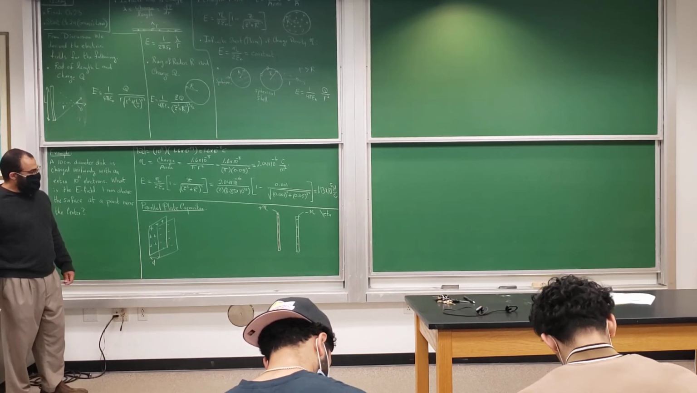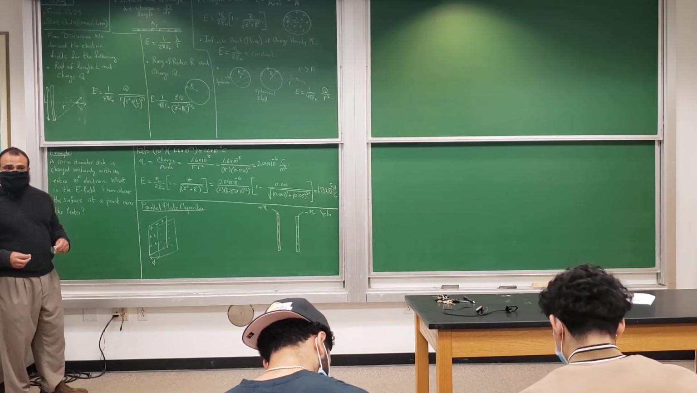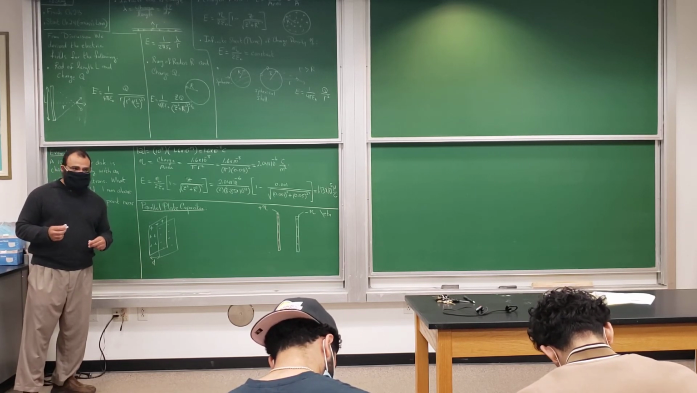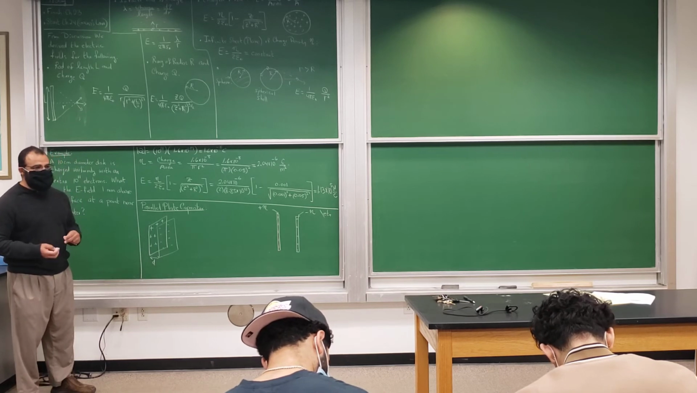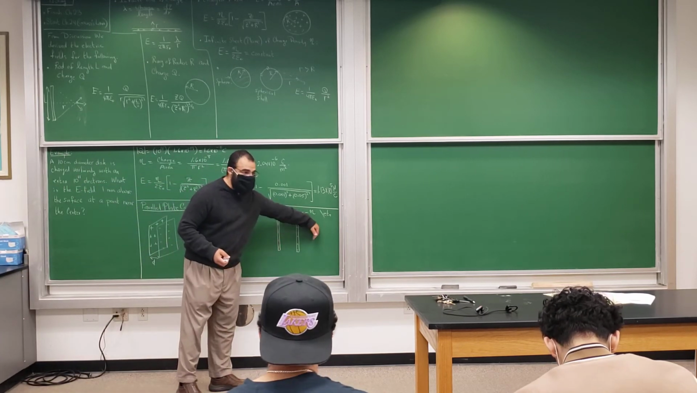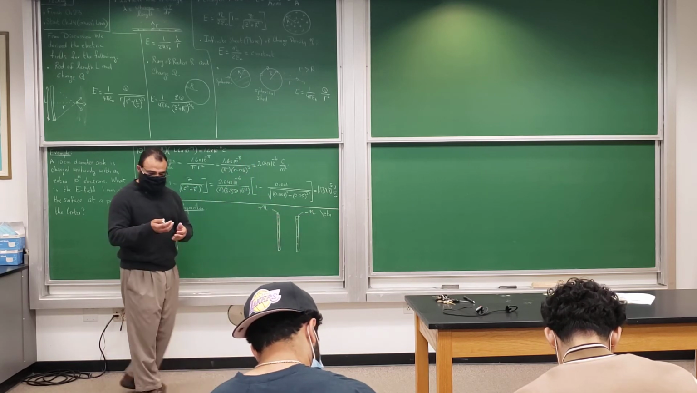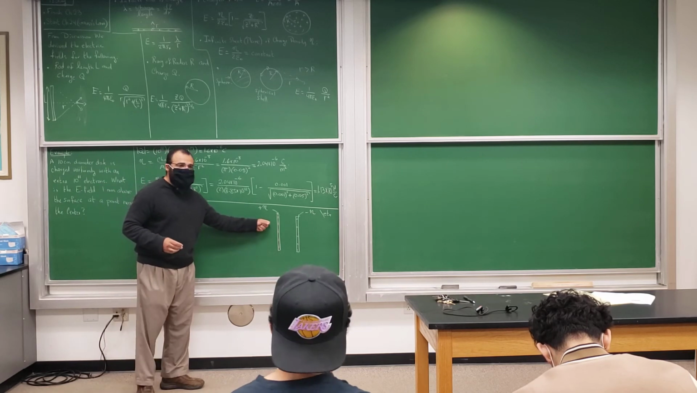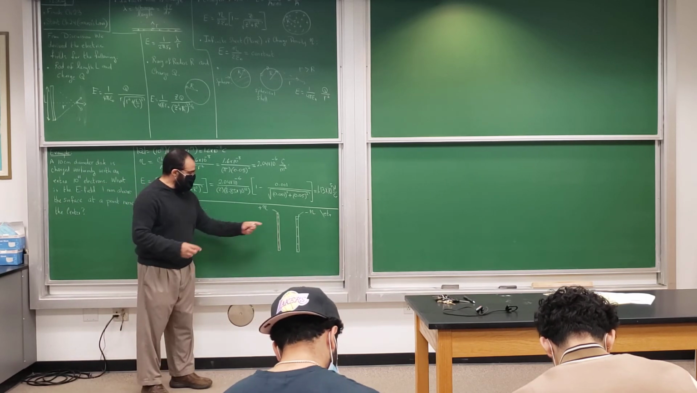So those are the charge densities. Now, let's think of the positively charged plate and ask, what's the electric field here, here, and here? In what direction is it? Let's start with this left side. In what direction is the electric field due to the positive charge?